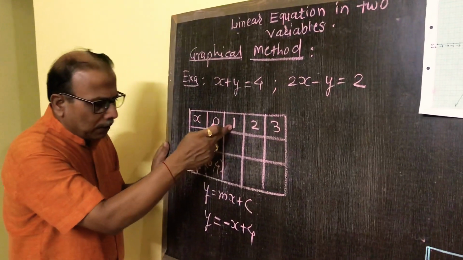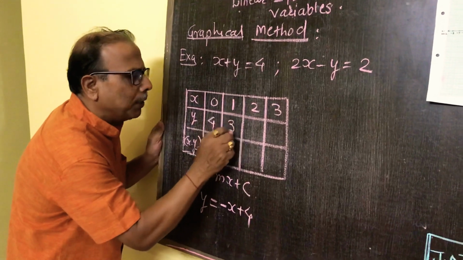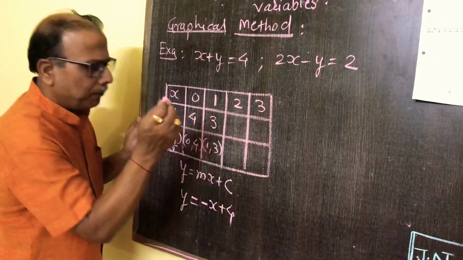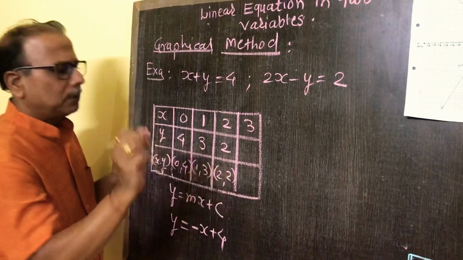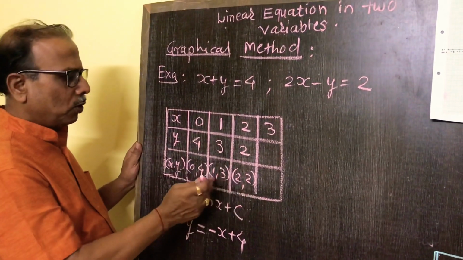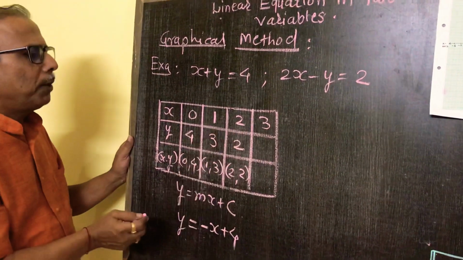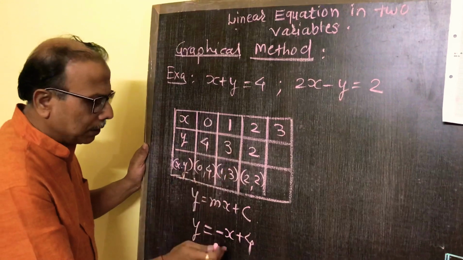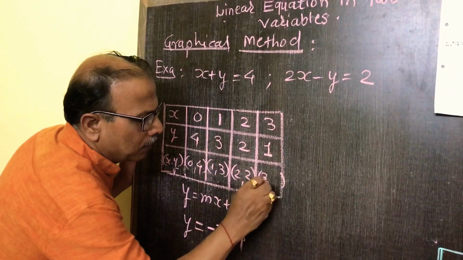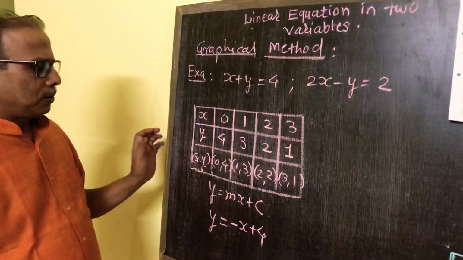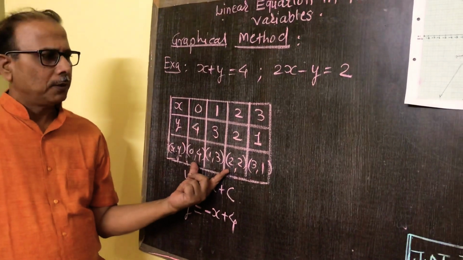When we put x is equal to 1 in this equation, we will get the value of y as 3. In such a way, we can find other pairs of solutions: (2, 2), and if we put the value of x is equal to 3 in this equation, we will get 1. (3, 1) is the fourth solution. We require a minimum of 3 solutions to draw the graph line.